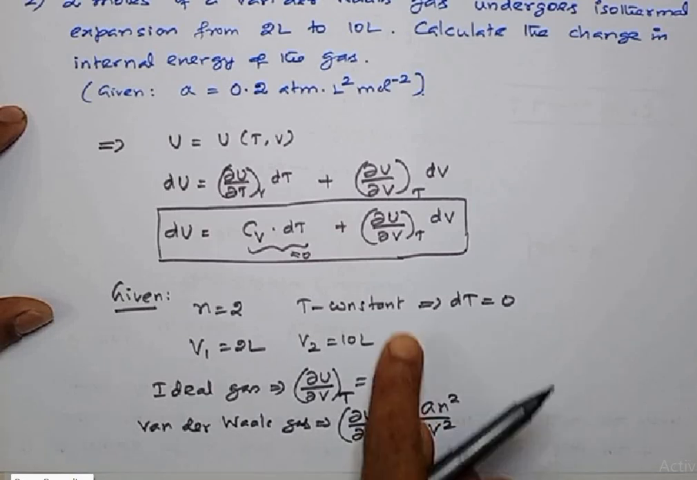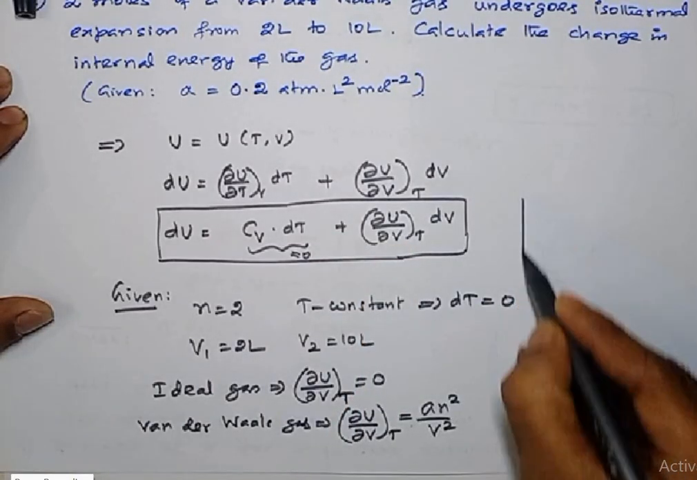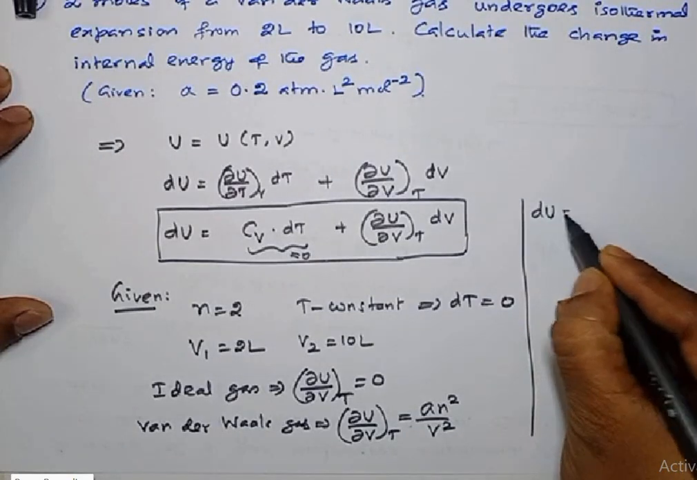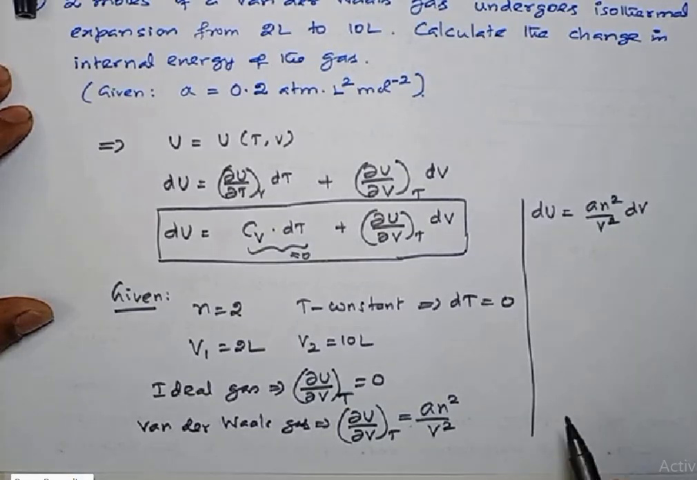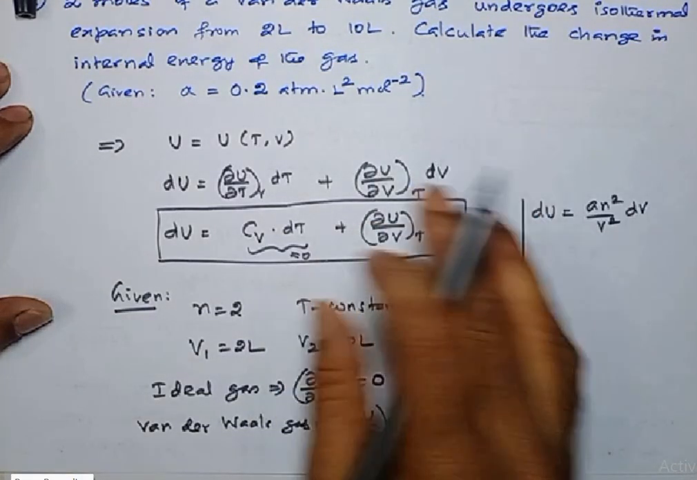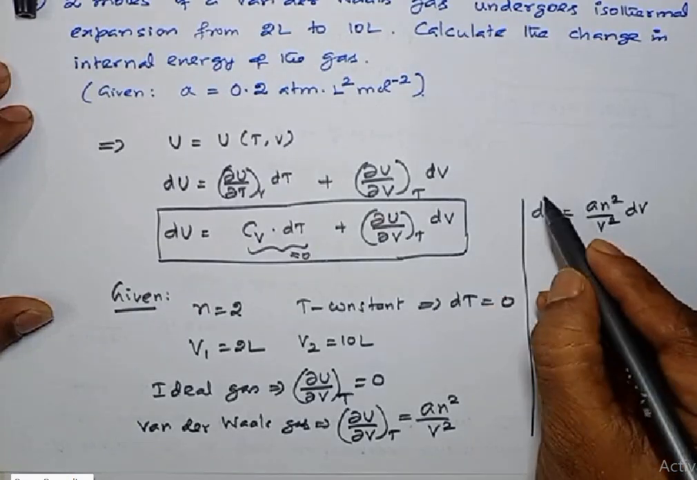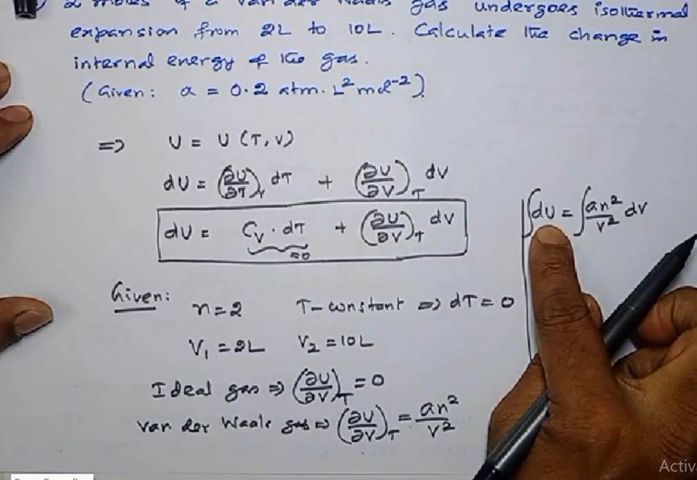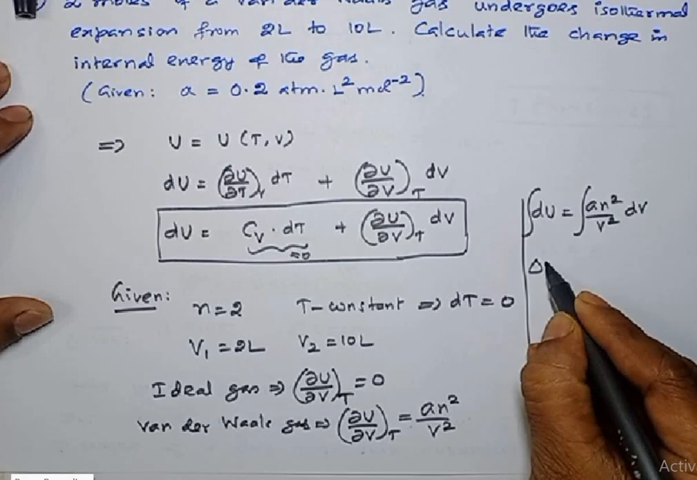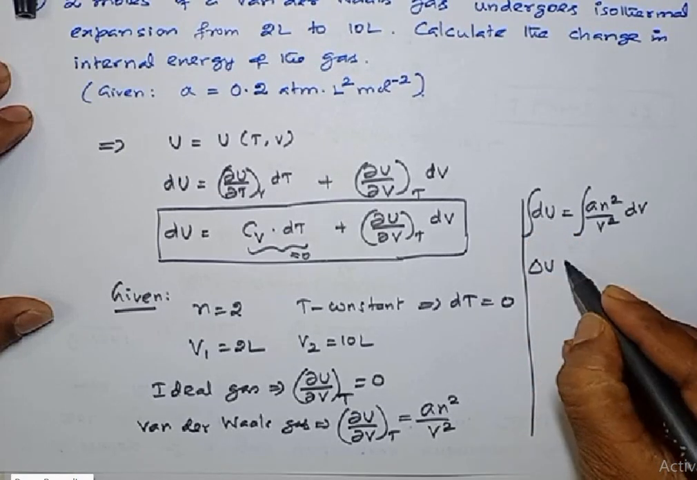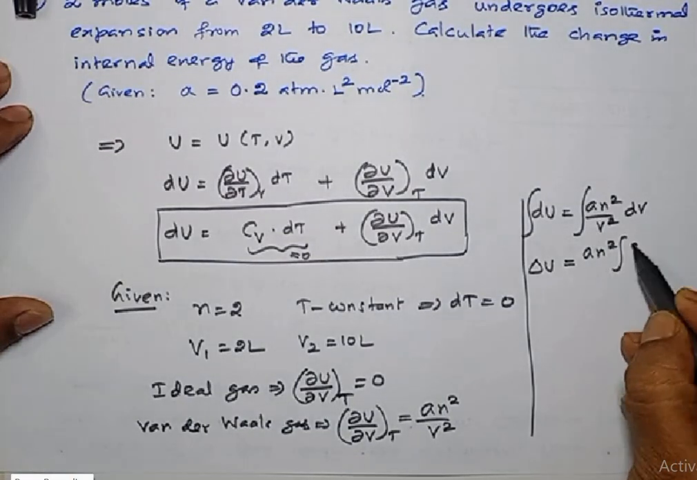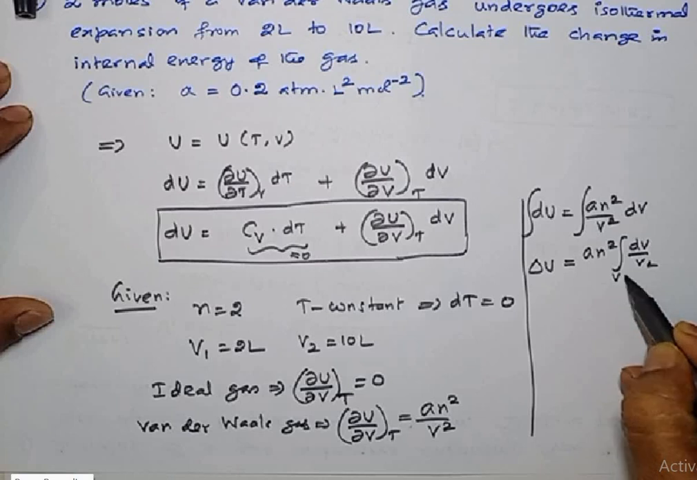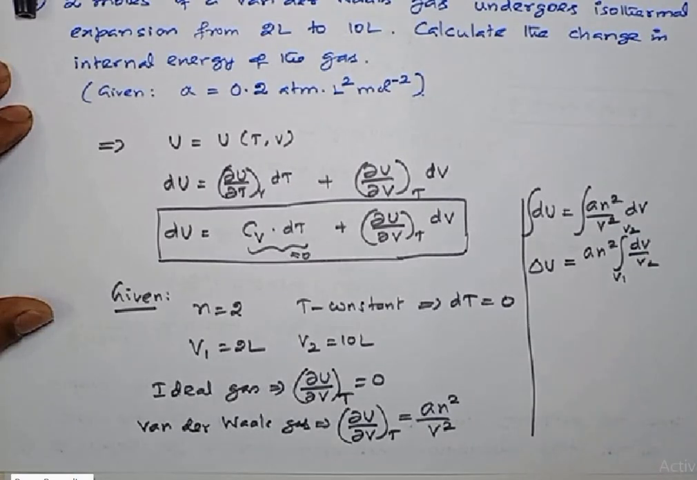Now substitute this quantity here. So what we get is dU equal to a n² by V² into dV. Now we need to calculate internal energy, so take the integral on both sides. This is for a small change. For a finite change, you have to integrate. So the integration of dU is ΔU equal to a, which is a constant, n² is constant, then we have the integral of dV by V², initial volume V1 and final volume V2.